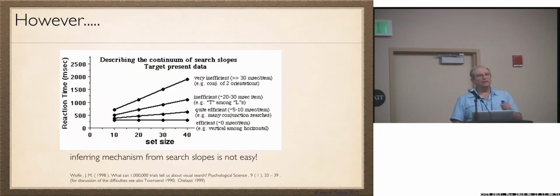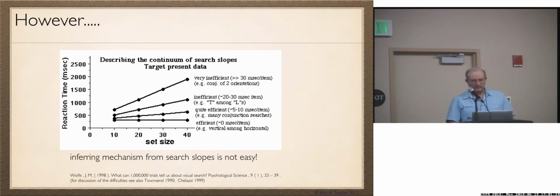The problem with this particular interpretation is that it's very difficult from the search slopes to actually be able to infer process. Because that's what they were doing. They were inferring the algorithm just by looking at the response times. And as you see here, this is a plot of some experimental work. There are efficient searches, quite efficient searches, and inefficient searches looking for a T among Ls, very inefficient searches.